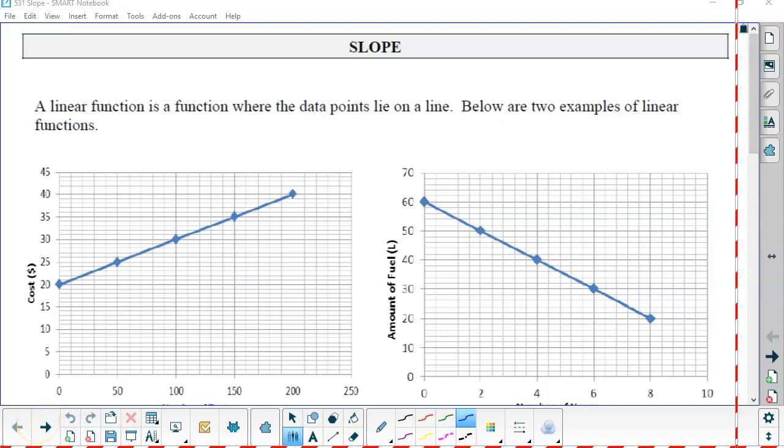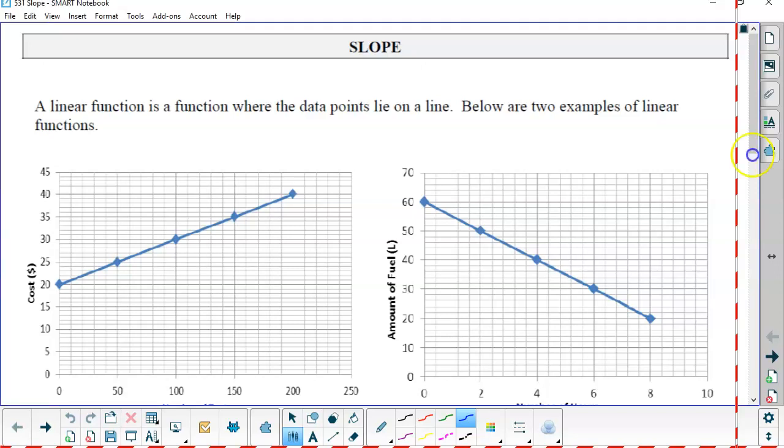Okay, so we've already gone through linear functions when we talked about functions and relations. That was where there was a constant rate of change. For every change in x, there was a constant rate of change in y. Okay, so here are 2 examples. Linear relations and functions form straight lines.